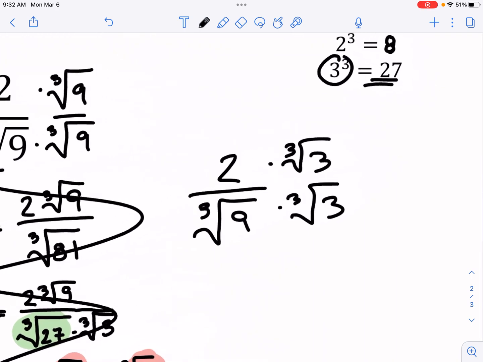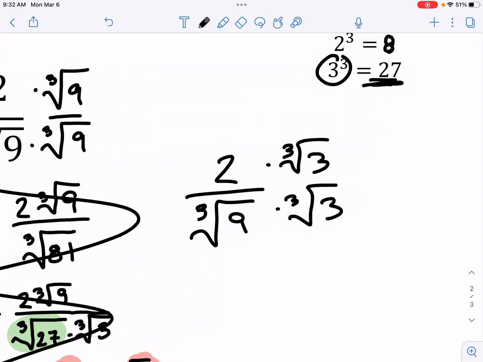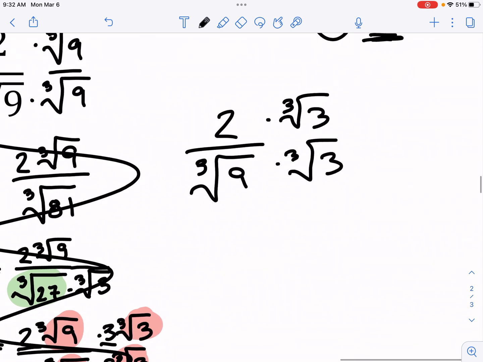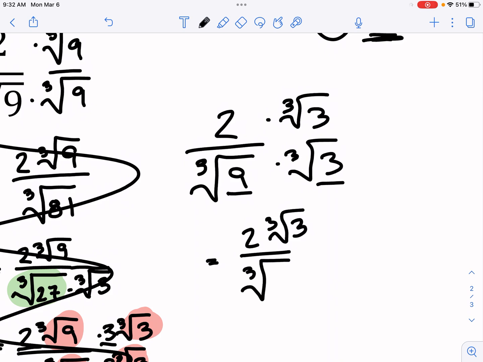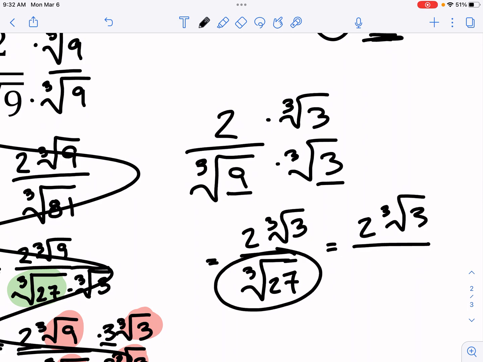The reason is because what we want to do is we want to get one of these numbers, and this can become a 27. So here we're going to have 2 cube root of 3, and this right here, 9 times 3 is 27. So cube root of 27. And actually this is our final answer. The next step is our final answer, because we're going to have 2 cube root of 3, and the cube root of 27 is 3. And this is how we get rid of the radical on the denominator.